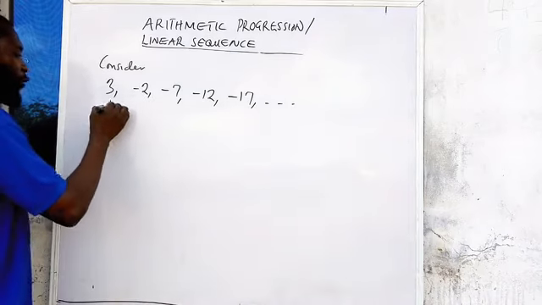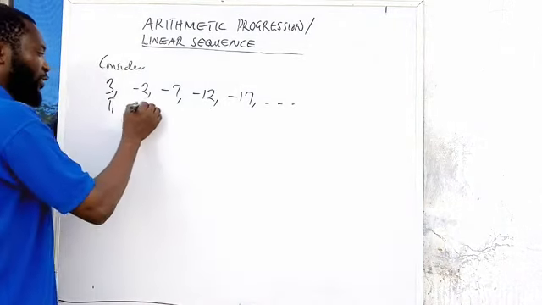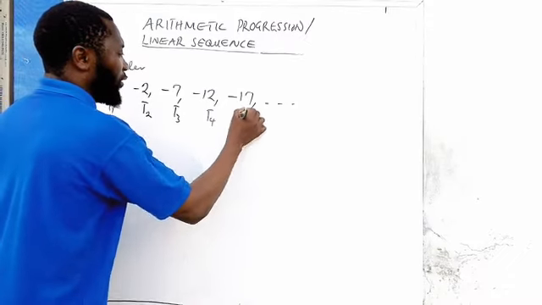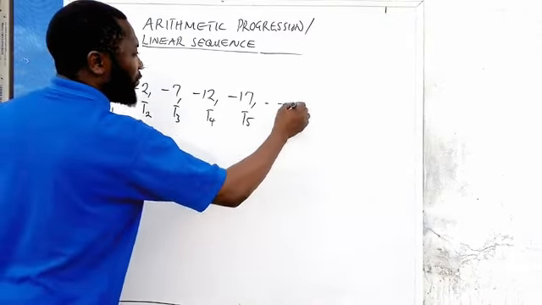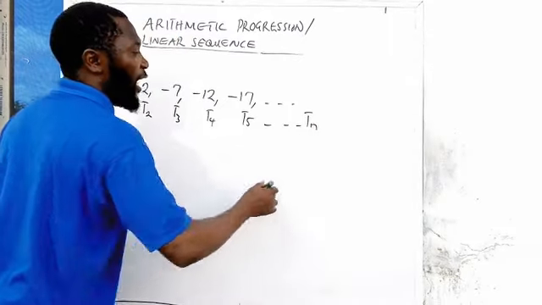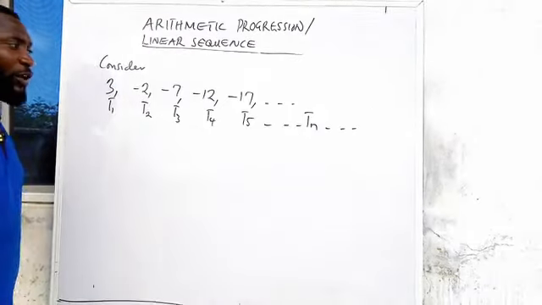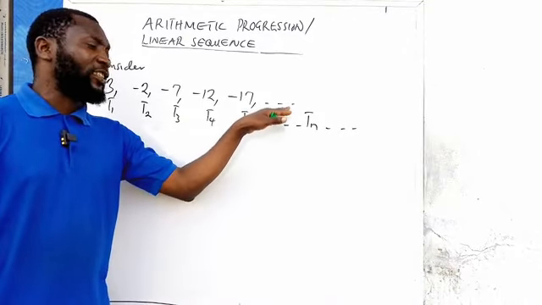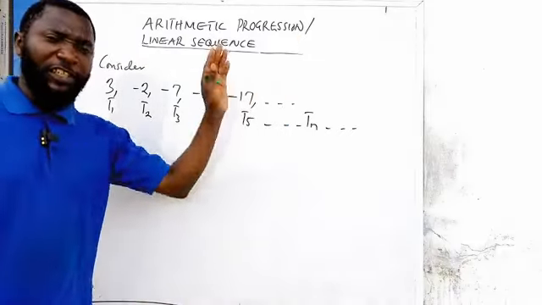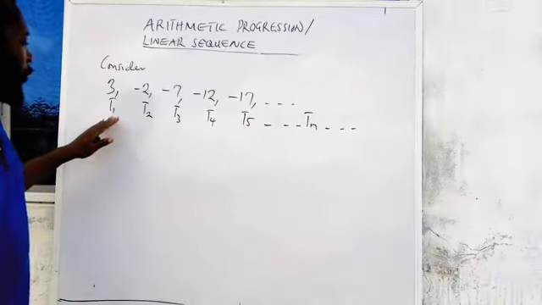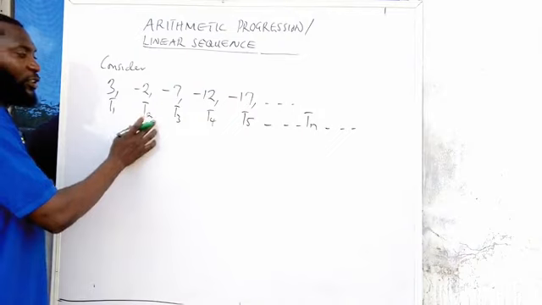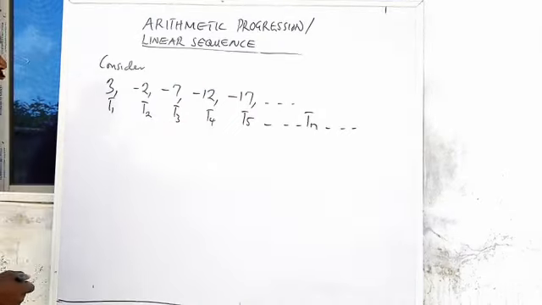So 3 is the first term, T1. Then the second term T2, T3, T4, T5, and when you continue to a certain extent, you get to Tn. This is an infinite sequence, because it is tending to negative infinity. It has no limit. Each term is represented with T1, T2, and so on.